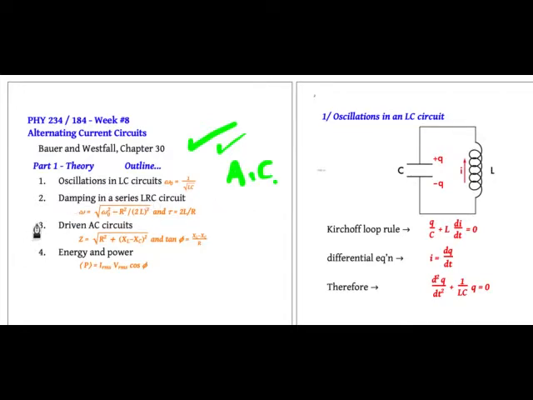Now, part 3 puts in a source of alternating voltage. So these are called driven AC circuits. You have not only inductance, resistance, and capacitance, but you also have EMF. So there'll be an EMF which is sinusoidal in time.